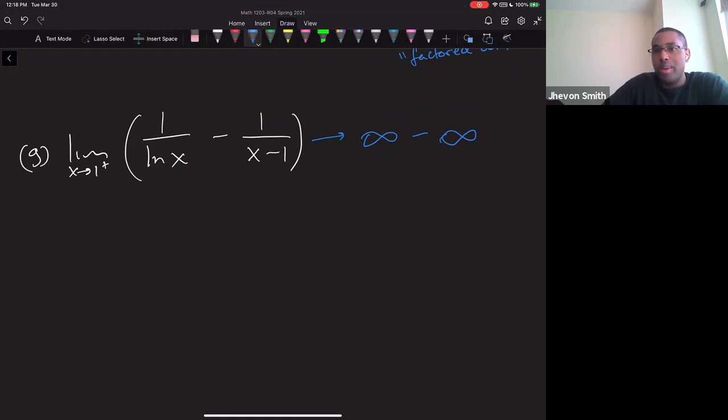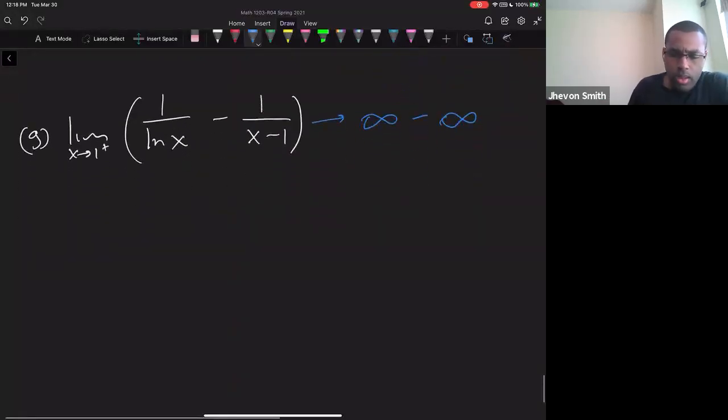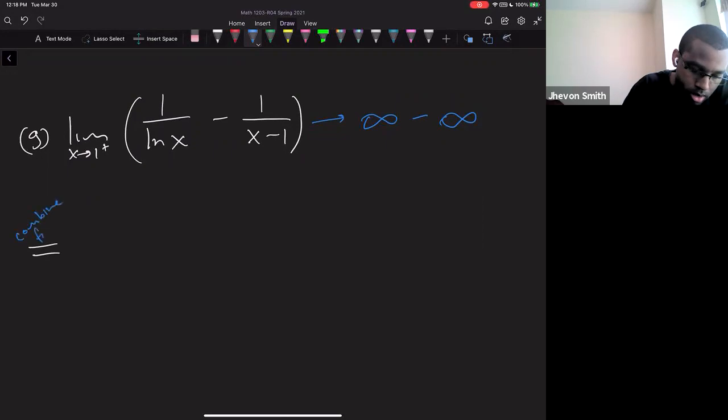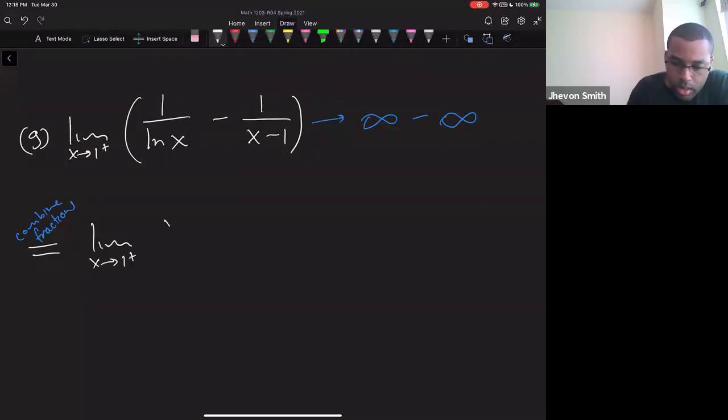That is the point. I do not want you to assume anything when you're doing these. You just follow the process. So here we have infinity minus infinity. Not convenient. However, I have two fractions. It might be useful to combine them into one big fraction, because maybe it might look like something L'Hopital's rule could work on. So this would be x minus 1 minus ln x over x minus 1 times ln x.